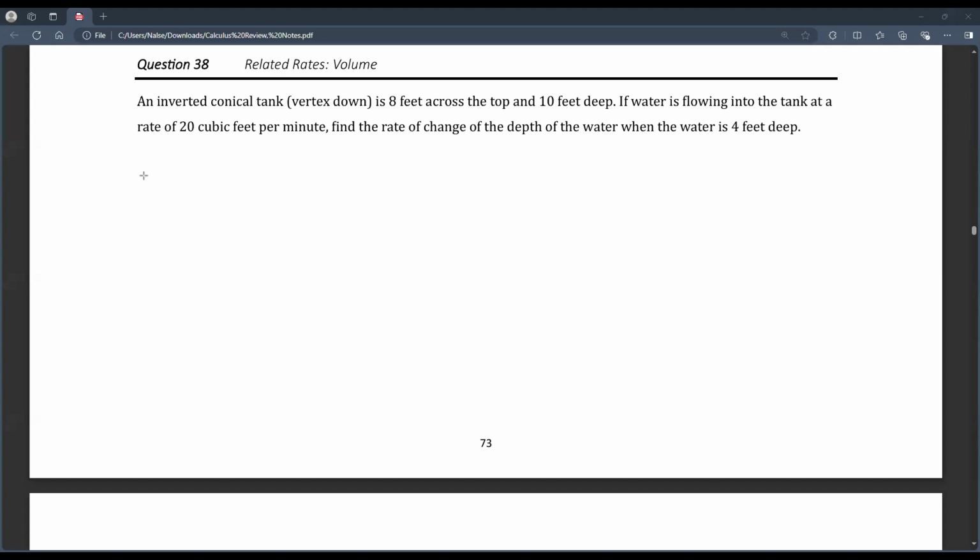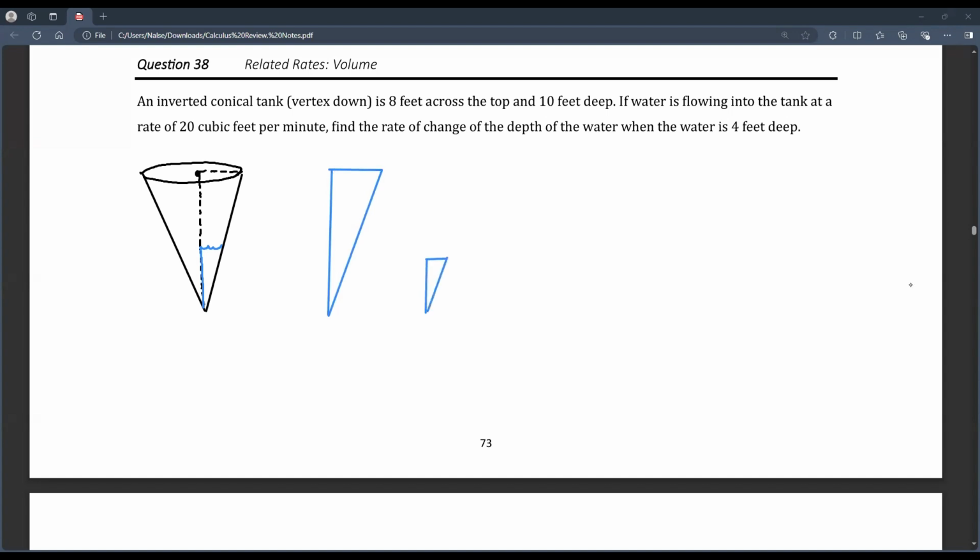Question 38 is a related rates problem that involves an inverted cone. When we look at the height and radius of the conical tank and compare it to the height and radius at the water level, we see the formation of similar triangles, which gives us a way to relate the height, or depth, of the water to the radius inside the tank. With these similar triangles, we see that the radius should always be 2/5 of the height. And this relationship is important because it gives us a way to express volume in terms of just the height, or depth, of the water in the tank, which will make taking its derivative much easier.